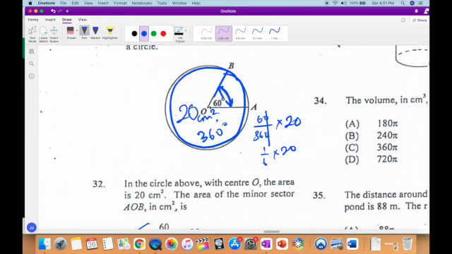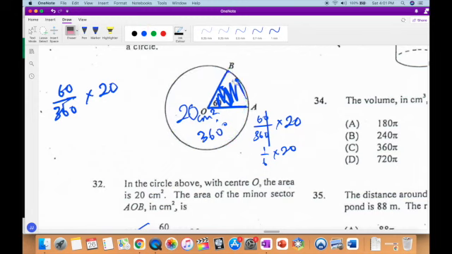So this sector is a fraction of the whole circle. That is 60 over 360. The fraction of the whole circle multiplied by the area of the whole circle will give you the area of the fraction of the circle. How do you feel about that? Okay, I understand. You sure?